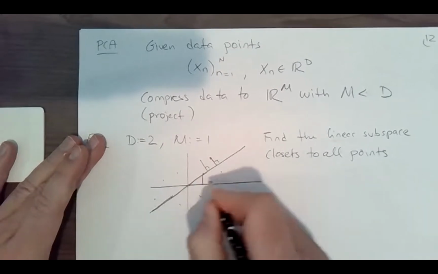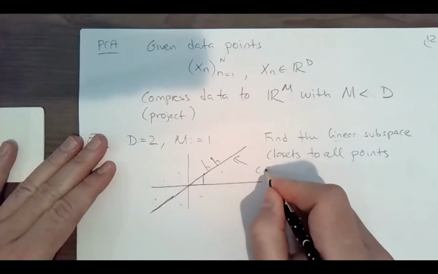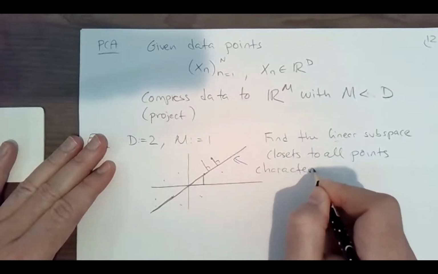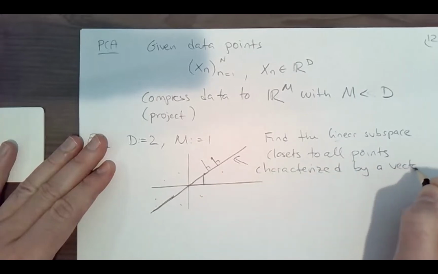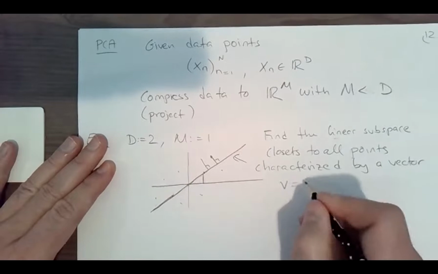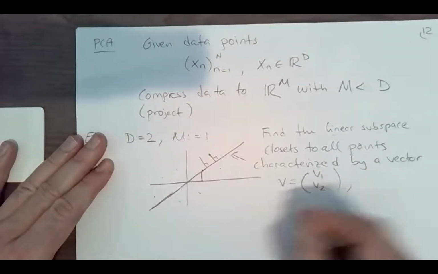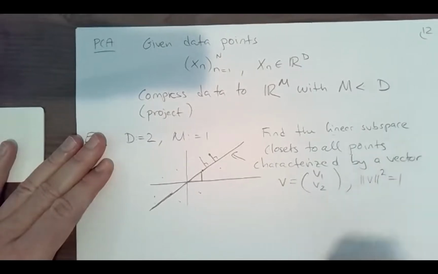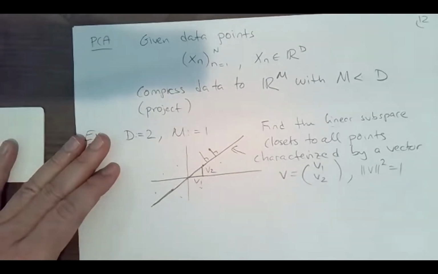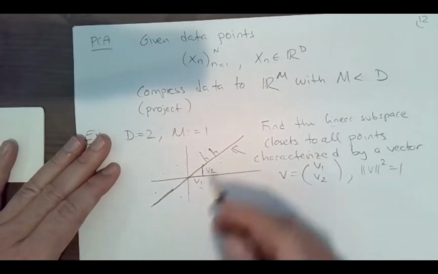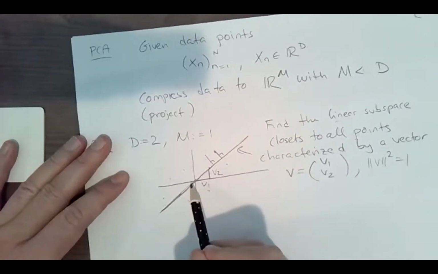So if this is my V, this thing here is characterized by a vector V. So it'll be a 2-dimensional object, V1, V2, right? And the length of it is 1. Here I'll go V1 across, I'll go V2 up. That's my linear subspace.